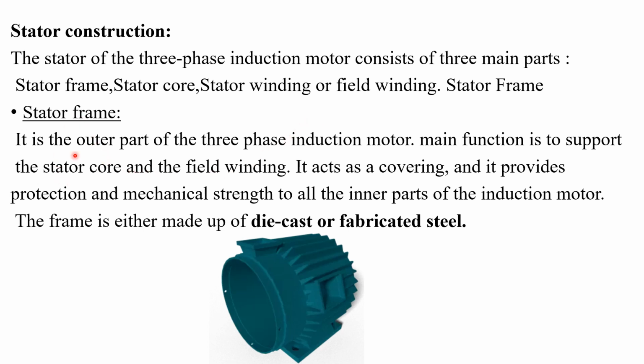So let us discuss the stator frame here. The stator frame is the outer body of the induction motor. In this diagram you can see the outer body, and this outer body is nothing but the stator frame. Its function is to support the stator core. We place the stator core inside this stator frame. So the function of the stator frame is to support the stator core and field windings. The stator frame acts as a covering and provides protection to the inside parts. They are normally made of die-cast or fabricated steel.